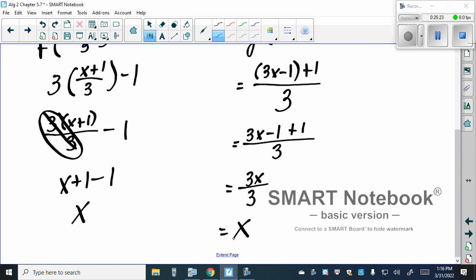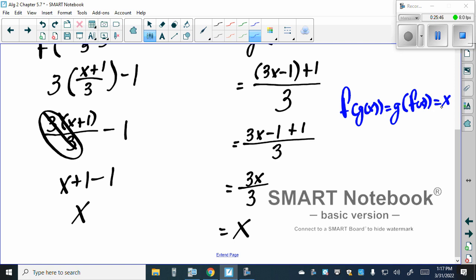So what that tells us is that f of g of x is equal to g of f of x, which is equal to x. So yes, they are inverses. We've been able to show it. Questions on any of this here?